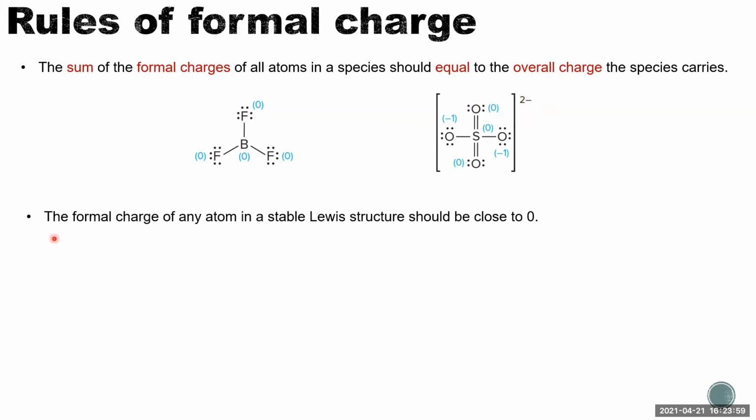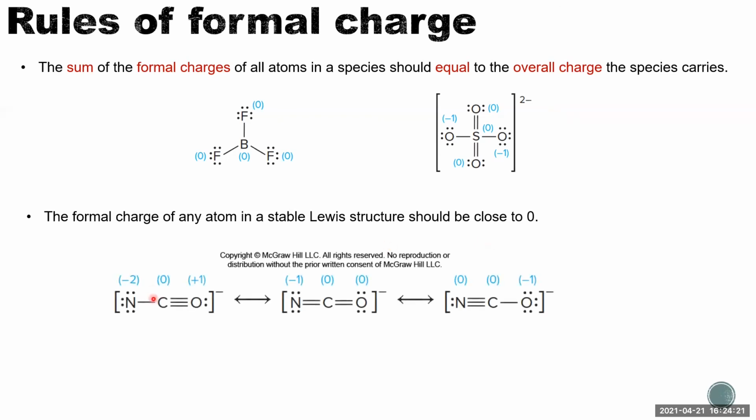And then second, the formal charge of any atom in a stable Lewis structure should be close to 0. When I say close to 0, 0 is obviously the best, but you can also have +1 or -1. Very rarely will you see +2 or -2, but that's a very, very rare case.